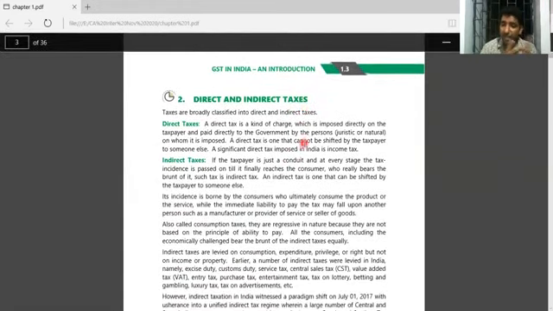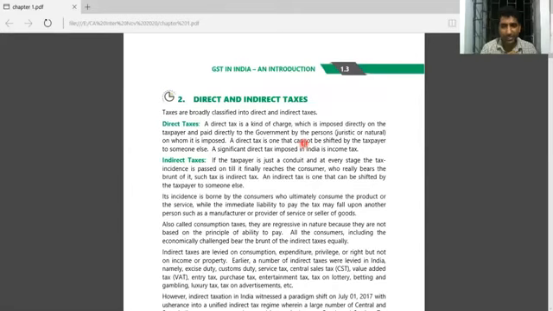And as we have earlier discussed, there are two types of taxes. One is direct tax and another one is indirect tax. So what is direct tax? A direct tax is a kind of charge which is imposed directly on the taxpayer and paid directly to the government. So as we have said, I receive salary income and I pay to the government, out of the salary income, a small amount as tax. So that is paid directly to the government.